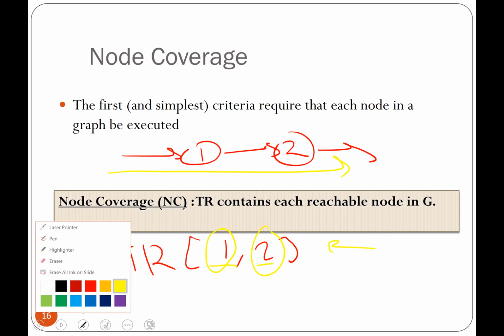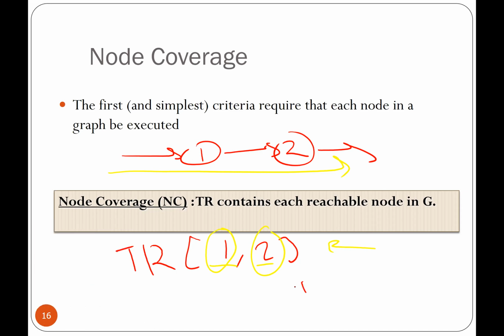Okay, let me write that down in a different way. So I have test requirement 1 means go to node 1, test requirement number 2, go to node 2. And when I went through the yellow line, I would have satisfied both requirements. And as such, I would have satisfied the criteria. I know it's very, very simple, but the way I'm writing down what a TR means makes a big difference in understanding what's coming up in the more complicated criteria.